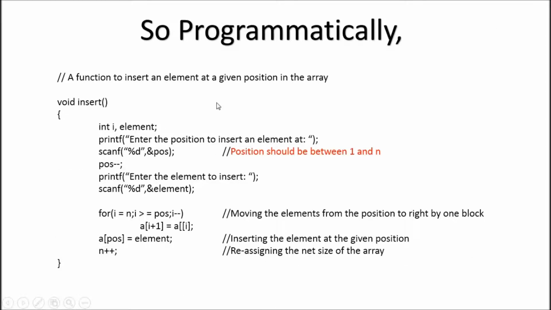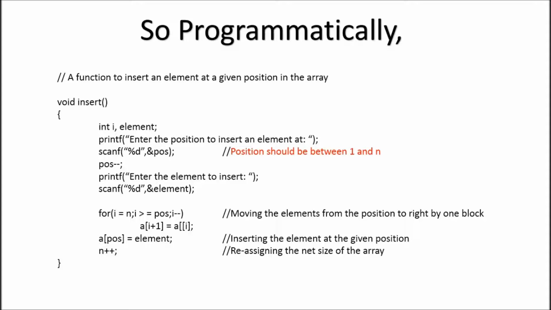So programmatically, we write a function to insert an element. We name the function insert, and the return type of the function will be void. A variable for the iteration, a variable for storing the element to insert, and we prompt the user to enter the position to insert the element at. We store that in a variable called position. And why we do position minus minus here is because of how we address the positions for our convenience: we say first position, second position, and so on. We start from the first position, but programmatically the position or the subscript of an array starts from 0.